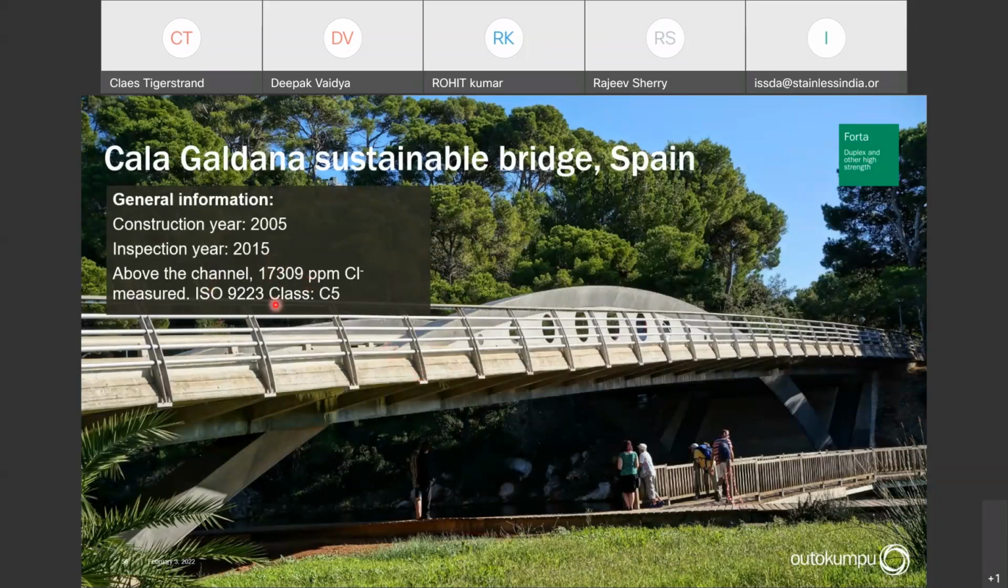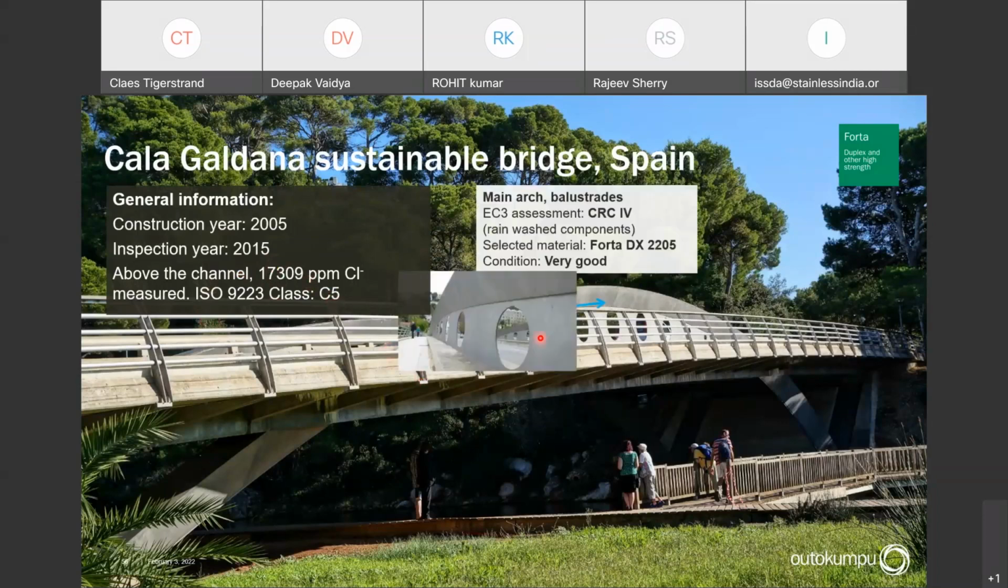And if you use the ISO classification, it's a C5 environment. So we are at the most corrosive environment. When we inspected this, we saw that we were not using the ISO standard, but the Eurocode standard, and there they're using corrosion resistance classes. So it was categorized as resistance class 4, and up to 5 is the highest, most severe class, where you need the highest corrosion resistant material.